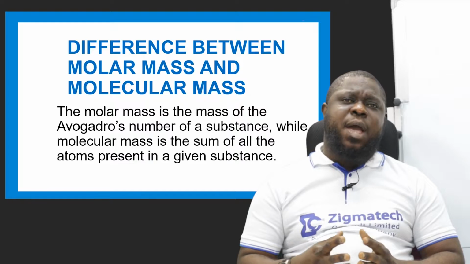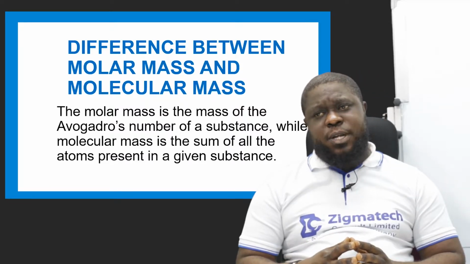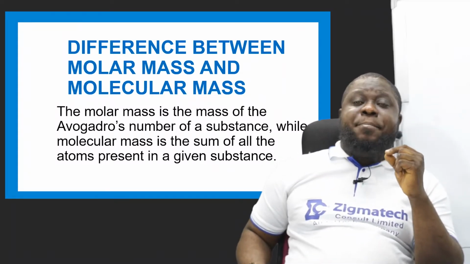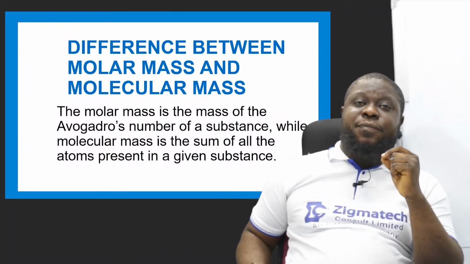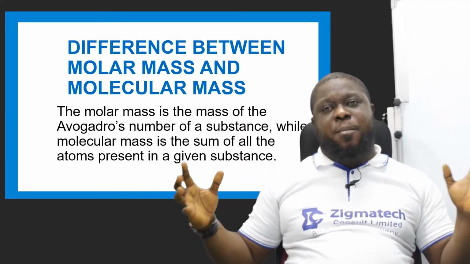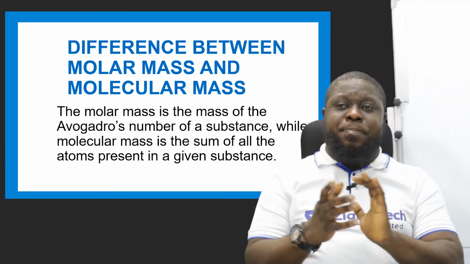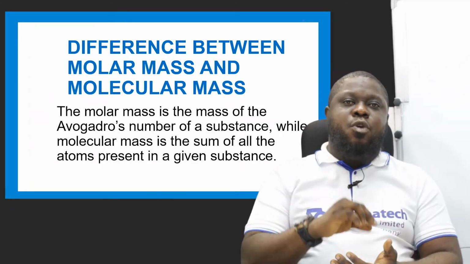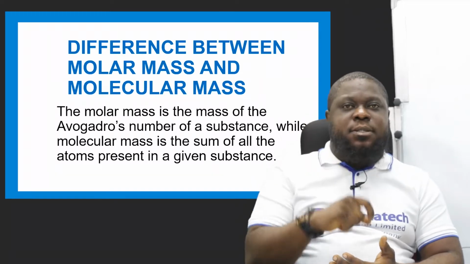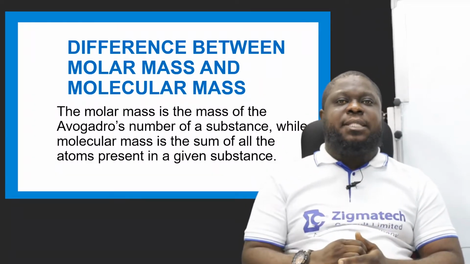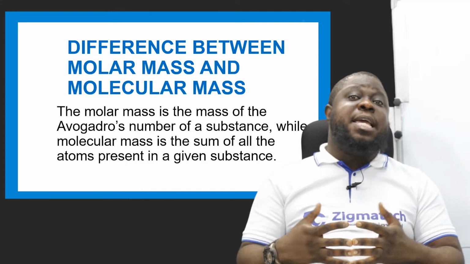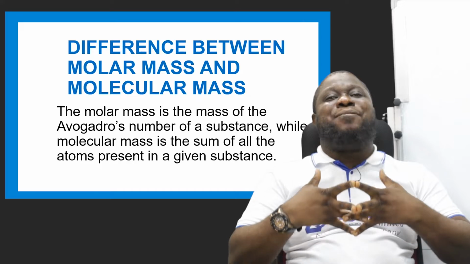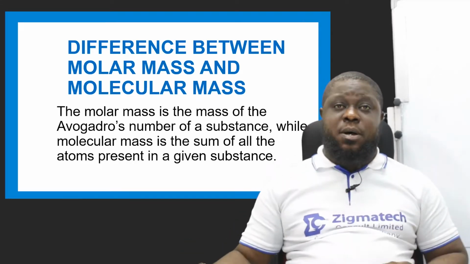Take, for example, H subscript 2, SO subscript 4, which is sulfuric acid. The molecular mass of this compound will be the mass of hydrogen plus the mass of sulfur plus the mass of oxygen. In essence, it's the sum of all the atoms present in this compound, which becomes the molar mass, while the Avogadro number will be of each element. In essence, the molar mass talks about the number of moles of each element in a compound, while the molecular mass talks about every single mass of the element in a compound.